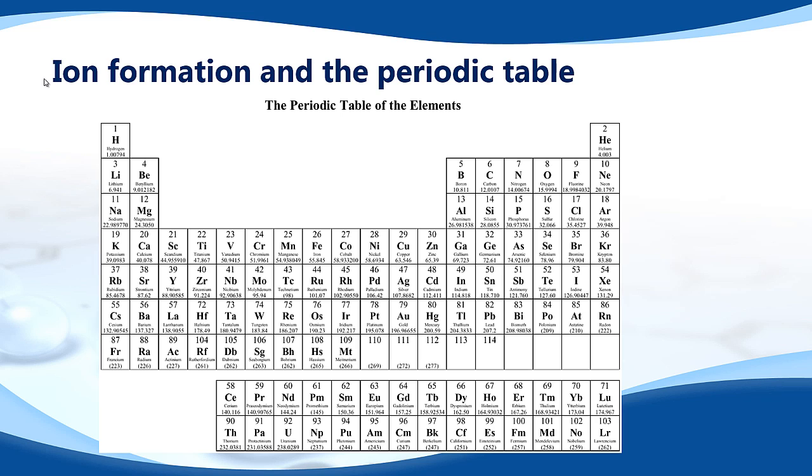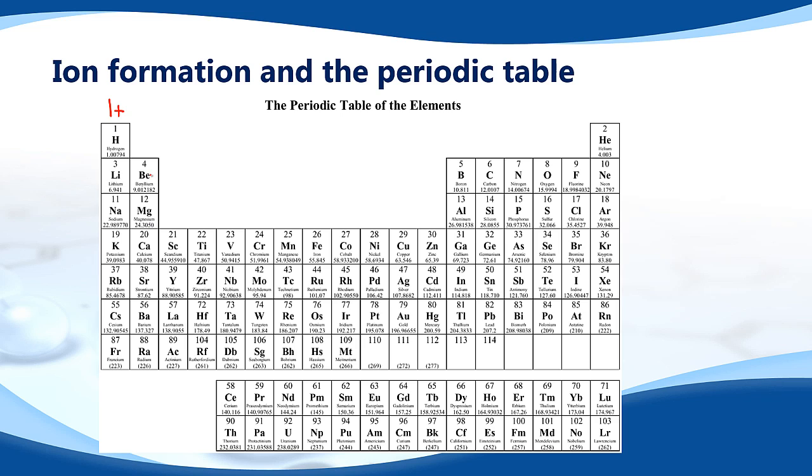Ion formation and the periodic table. So we'll start with the group 1 elements, including lithium, sodium, potassium, rubidium, cesium, and we'll put hydrogen here too. They all have one electron in the valence shell, and they can lose that electron to form 1 plus ions.